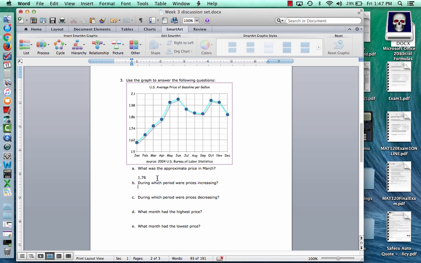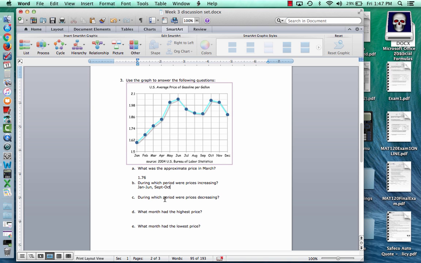During which period were prices increasing? So it looked like from January all the way to June, prices were increasing. So January to June, so from here to here. Then it starts to decrease. Then it increases again one more time from September to October. So really this answer has 2 parts. From January to June and September to October is when the prices were going up.